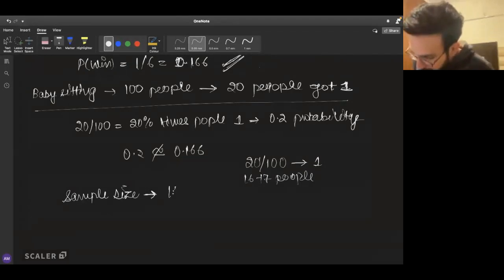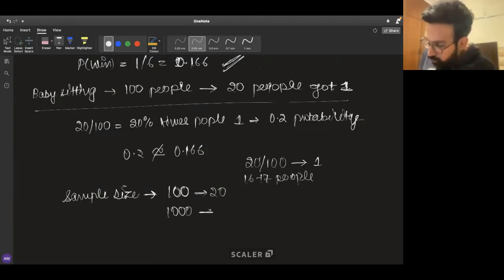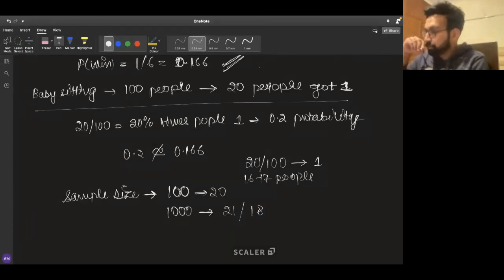Now your sample size was 100 here, and with 100, what you got is 20. Do you think increasing the sample size would make it 21? Let's say if I change the sample size to 1000, would it make 21, or would it make it, let's say, 80? What do you think? 18. Who all thinks that 21 can also be possible? Either.